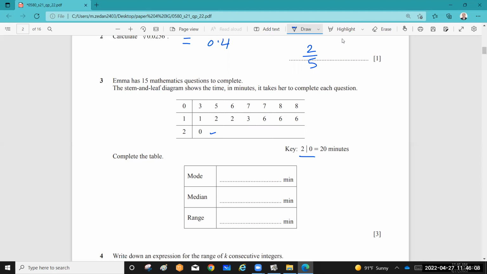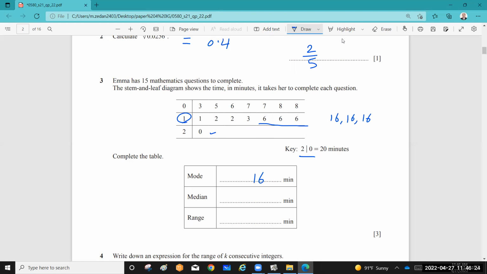The mode is the most frequent value here. The most frequent value is 16, with the stem 1. It appears 3 times, so 16 is repeated 3 times. So this is the mode.